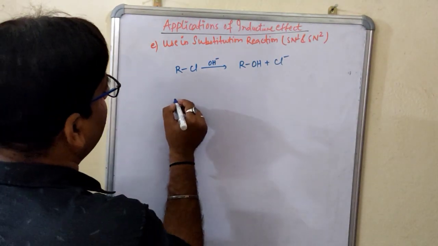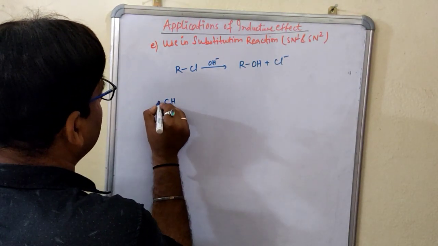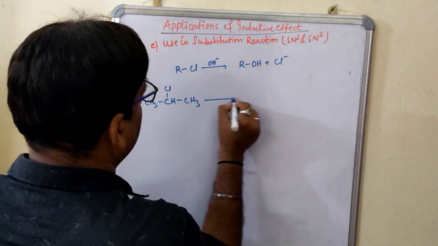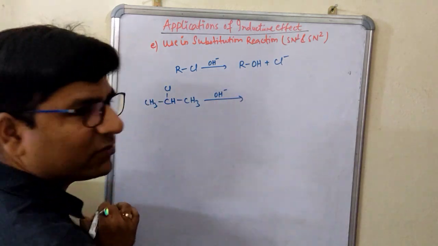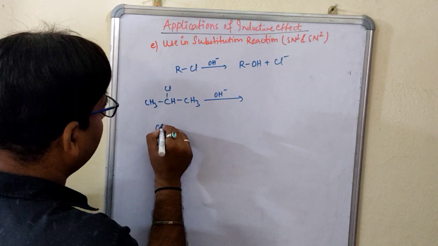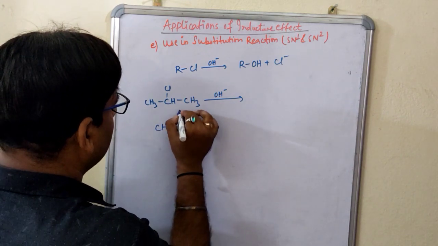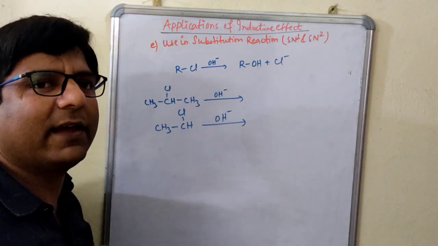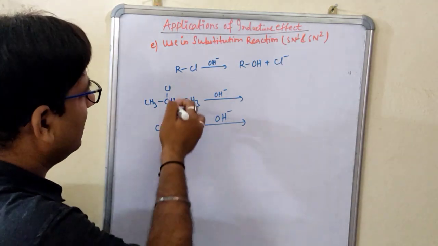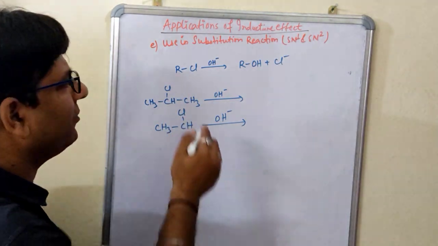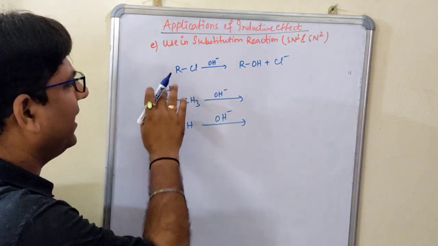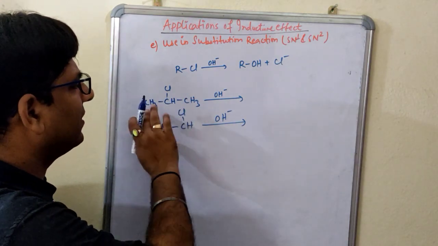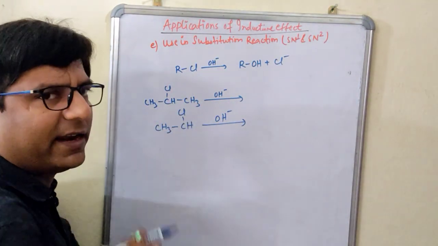Now I am writing the example. For example, suppose I have CH3 Cl, and I am writing here OH minus. With the example only you can understand easily. Now next I am writing here CH3 CH Cl, with OH minus. Means the nucleophile I have kept the same. I have changed the nature of the alkyl halide, but I have not changed the nucleophile. Nucleophile remains the same, and the halide also remains the same. Only I have changed the nature of the carbon atoms, or you can say the nature of the alkyl halide.